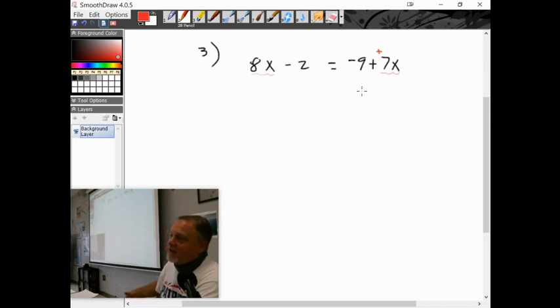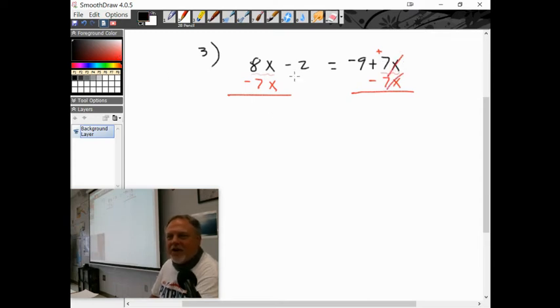So what's the opposite of a positive 7x? Negative 7. So put a negative 7x underneath the x's on both sides. Now it works out great on the right side. It's just going to cancel out or drop out. The positive 7x and the negative 7x add up to 0. They just drop out, so you can cross them off. And the only thing left on the right side now is what?